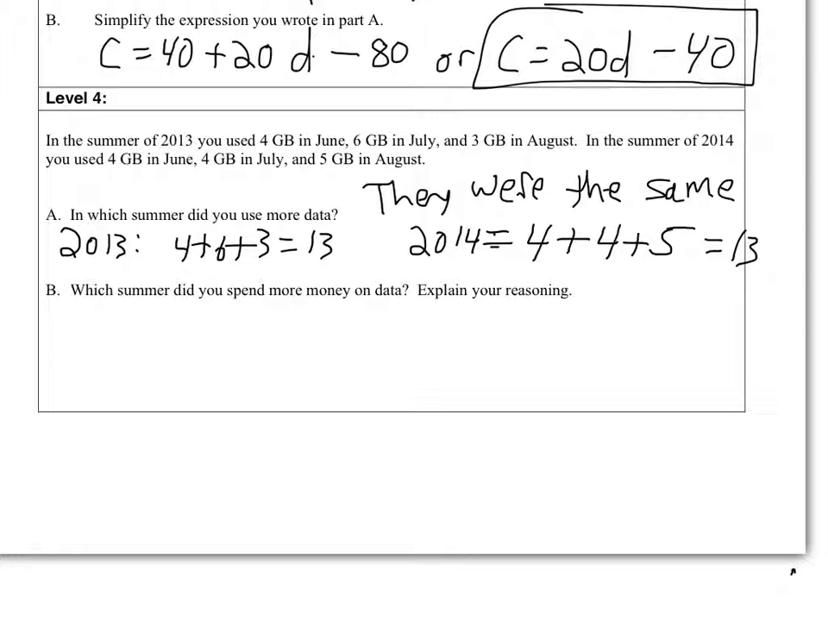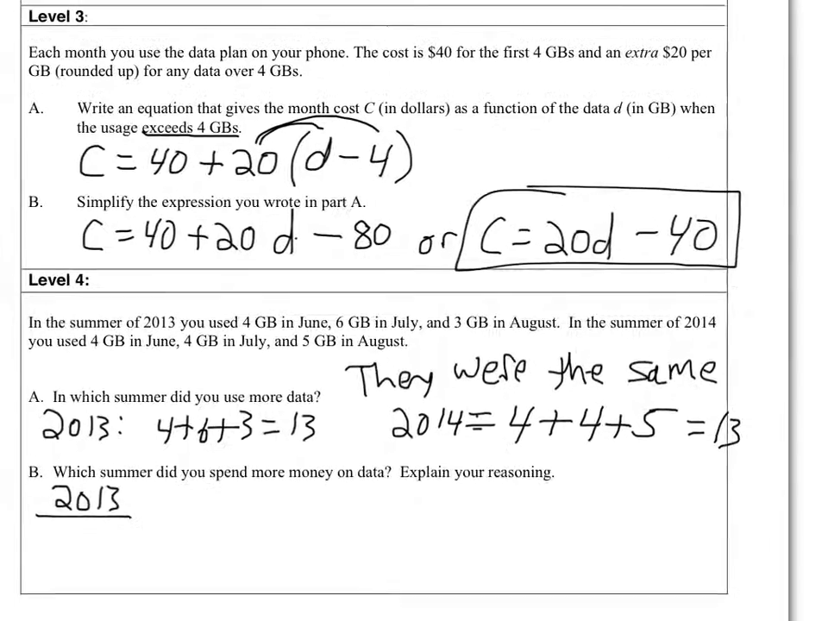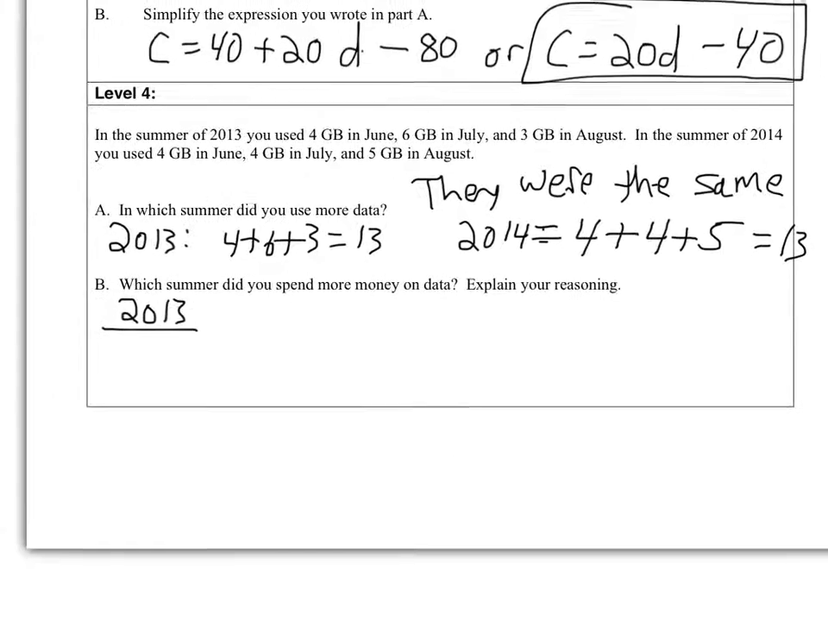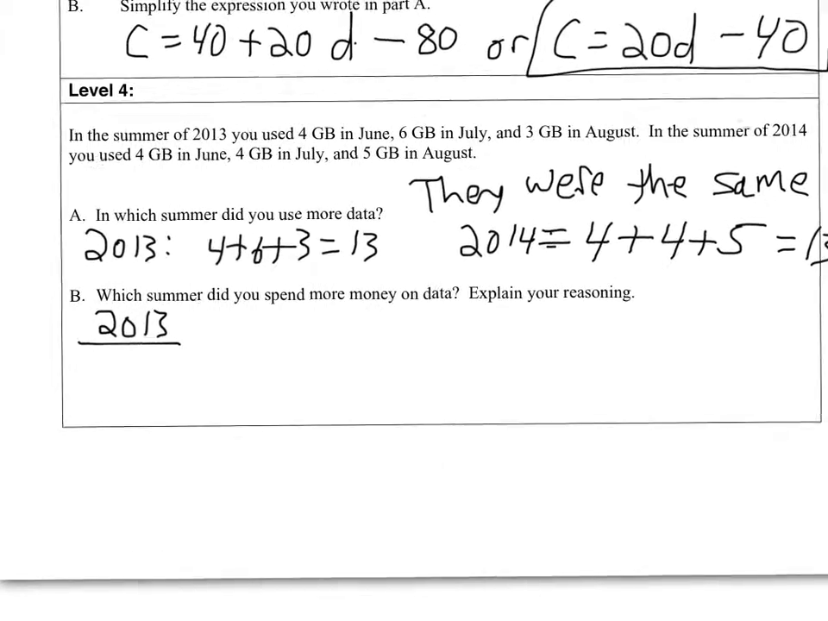Now, part B is a much more interesting question. Which summer did you spend more money on data? Well, we're going to do kind of the same calculation. I'm going to add up money that I'm spending instead of gigabytes that I'm using. And remember, according to our model, we're paying $40 plus $20 for any overages. And overages are stuff that goes over 4. So I'm looking for using more than 4.